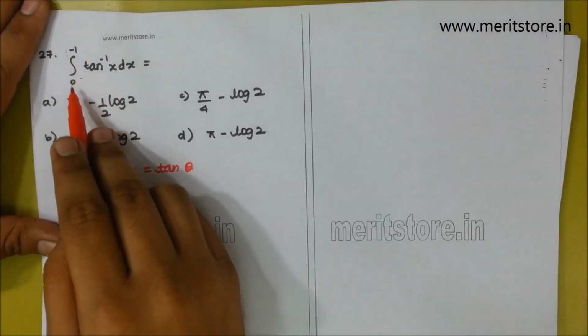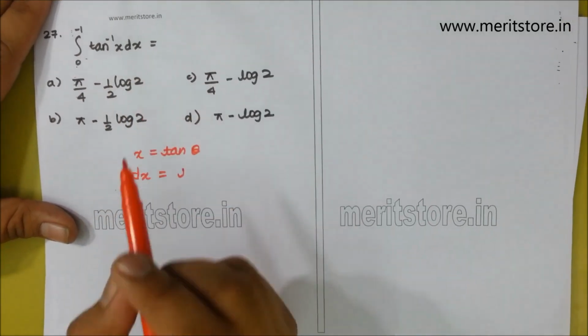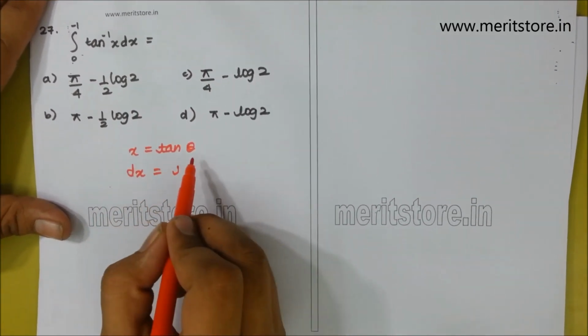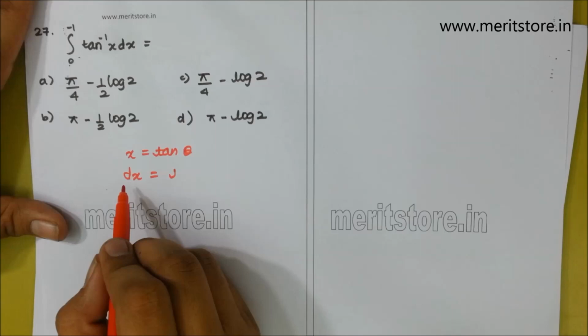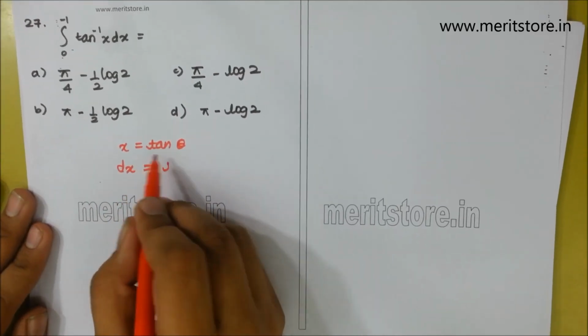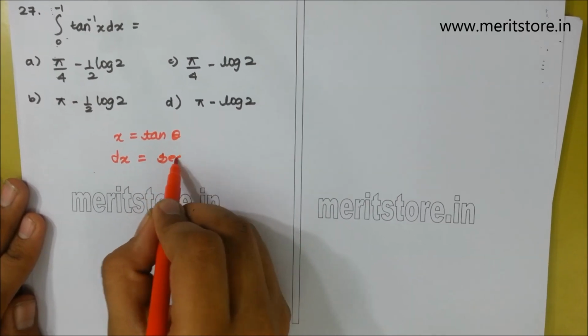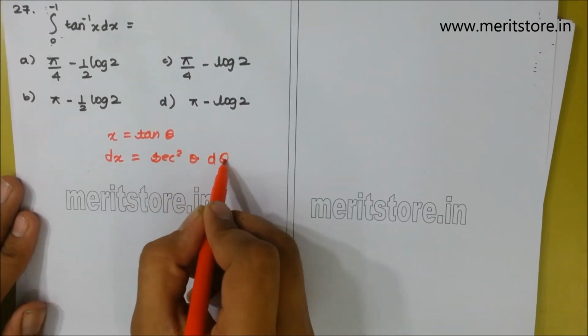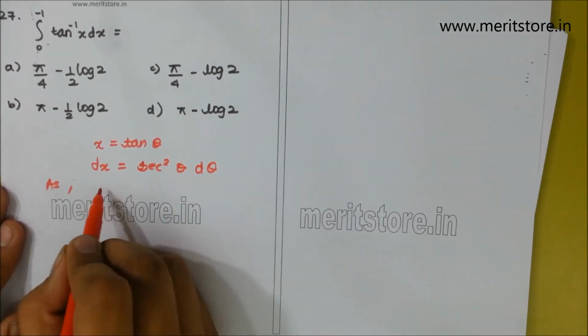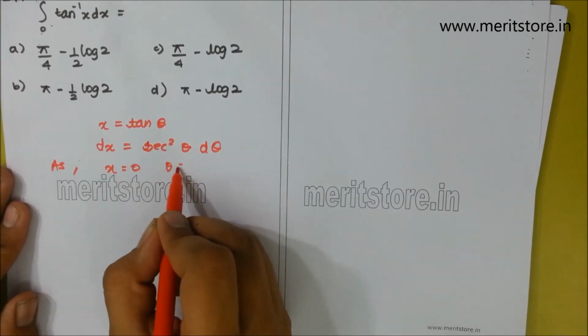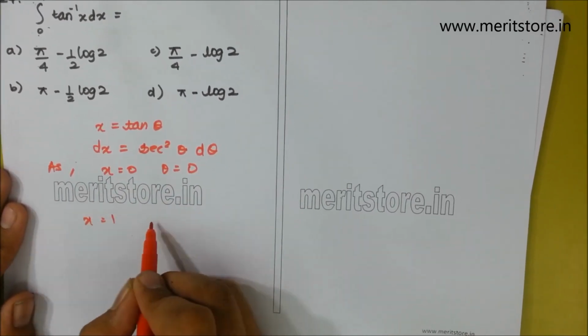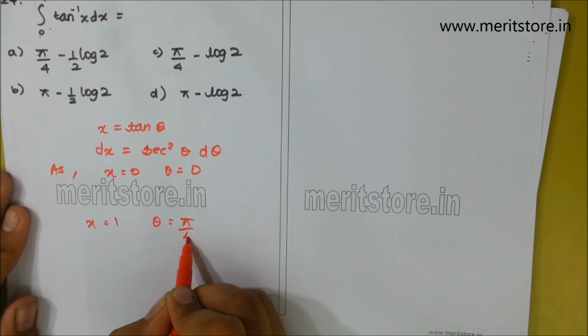So integral from 0 to 1 tan inverse of x dx is equal to, let us consider x is equal to tan theta. Differentiating both the sides, dx is equal to, differentiation of tan theta will give us sec square theta d theta. As we know, as x is equal to 0, theta is also equal to 0, x is equal to 1, theta will be pi by 4.